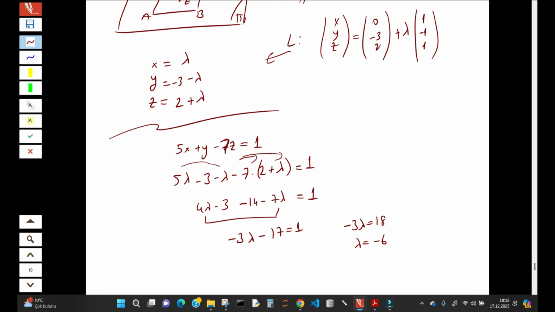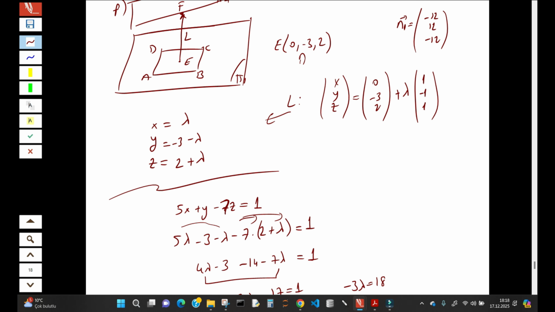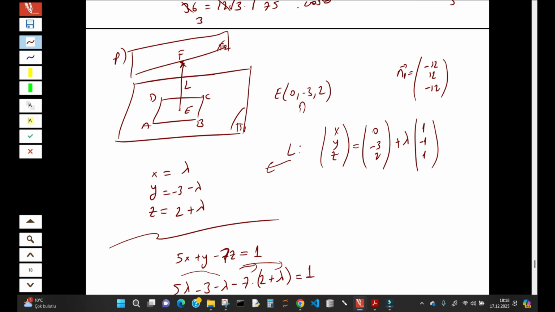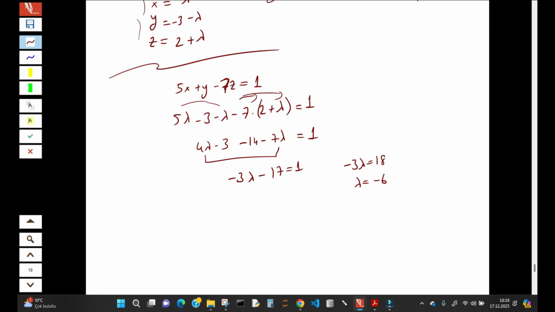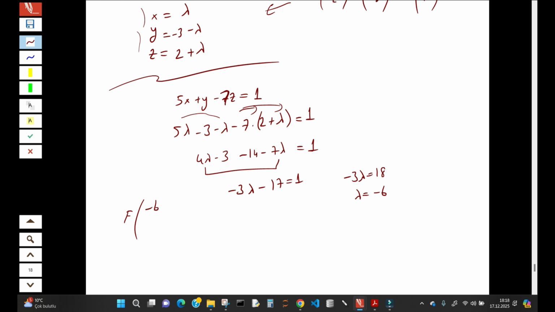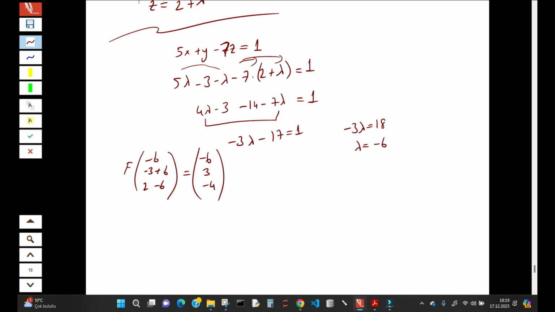In this case, we found the point, let's say F, because it will give us these coordinates. The x coordinate of F will be lambda, which is minus 6, the y coordinate minus 3 plus 6, and the other one 2 minus 6. So you can say F equals minus 6, 3, minus 4, right? Yeah. You can just write like this.